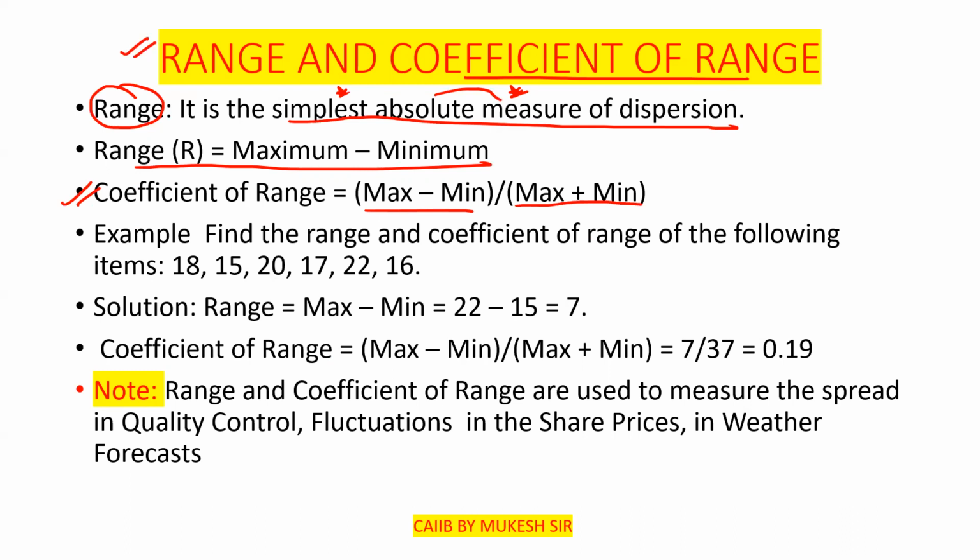Clear? On the basis of that, we have to discuss one example here. What is the range here? That is maximum minus minimum. And what is the coefficient of range here? That is maximum minus minimum upon maximum plus minimum. Okay, so this is the coefficient of range.